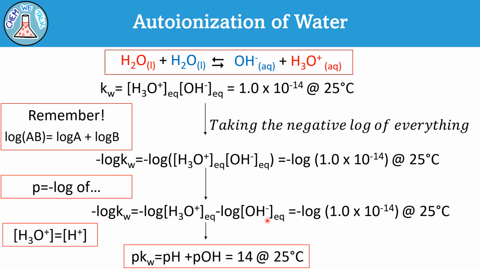And negative log of OH- will become pOH, and we get the negative log of 10 to the minus 14 is just 14. So we get this relationship that's going to be very, very important for this part of the material, which is pKw equals pH plus pOH, that equals 14 at 25 degrees C.